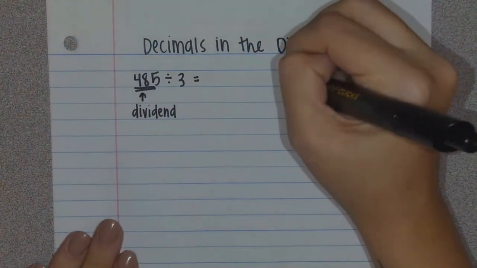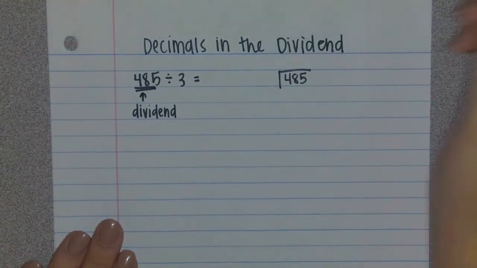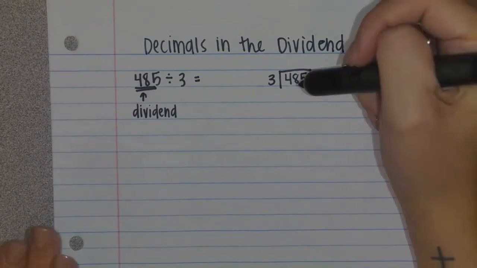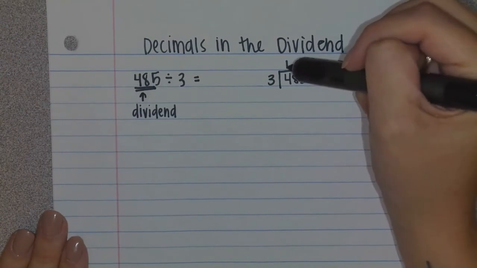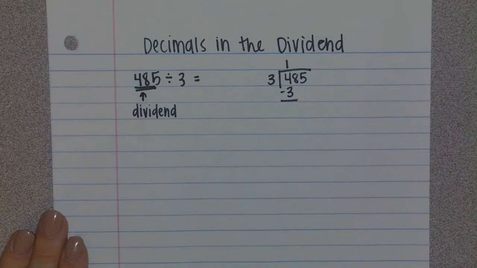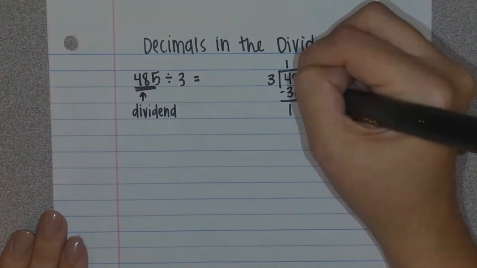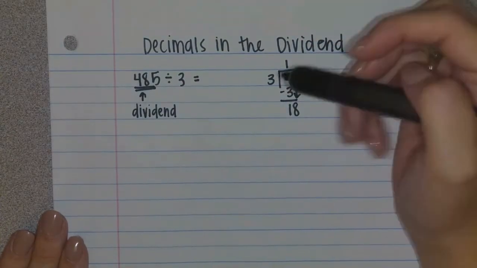So let's set up this problem. Since 485 is my dividend, I'm going to put it inside the house where it belongs. 3 is going to go on the outside. And remember, when I divide, I ask myself the question, does McDonald's sell burgers? D stands for divide. So 4 can be divided by 3 just one time. M stands for multiply. 1 times 3 gives me 3. The S stands for subtract. 4 minus 3 gives me 1. And the B stands for bring down. So I'm going to bring down the 8. And then I start the whole process over again.